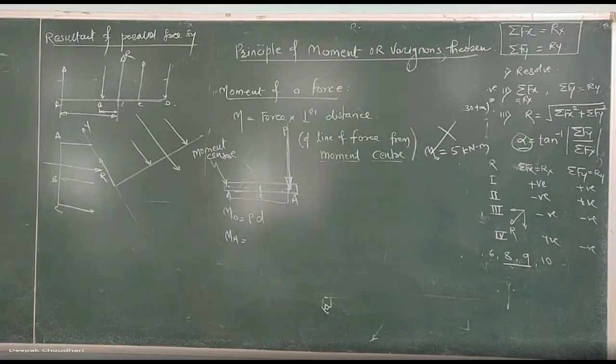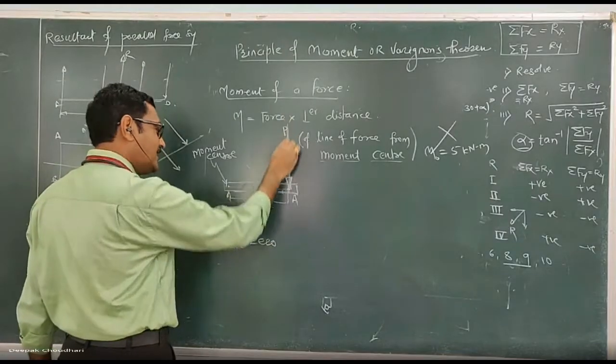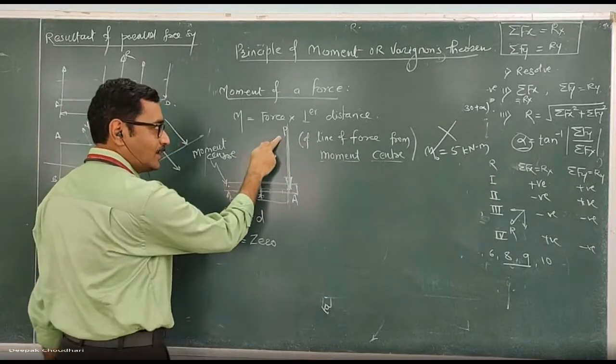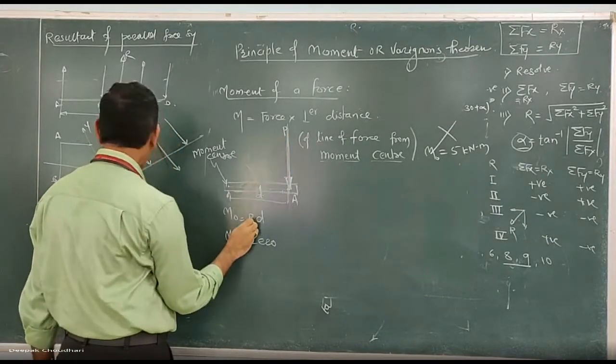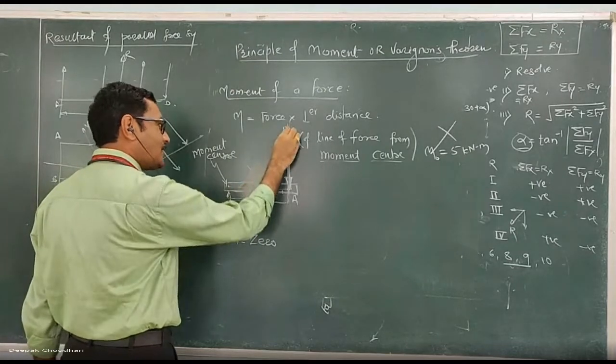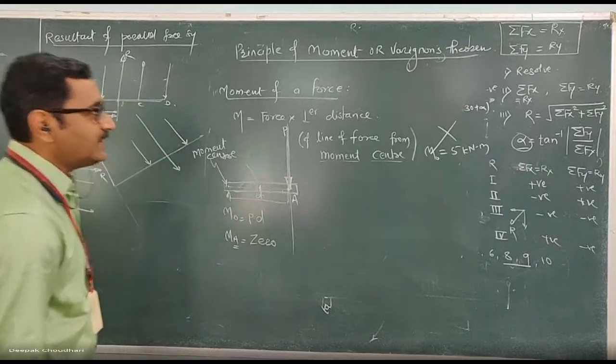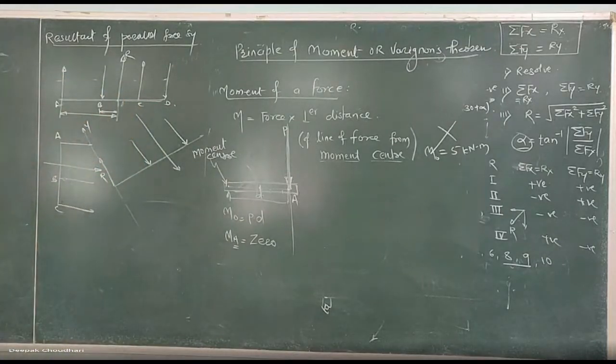It will be 0. Why is it 0? Because the perpendicular distance is 0. In this case the perpendicular distance is 0, and that's why the moment is 0. The force is not 0. The perpendicular distance of the line of action of the force from A becomes zero because we are taking the moment about A. That's why that moment becomes zero.